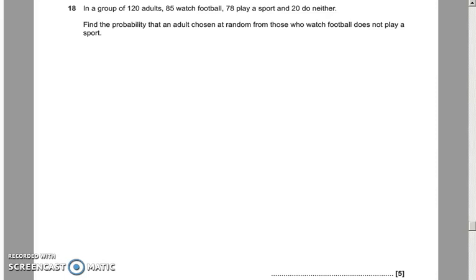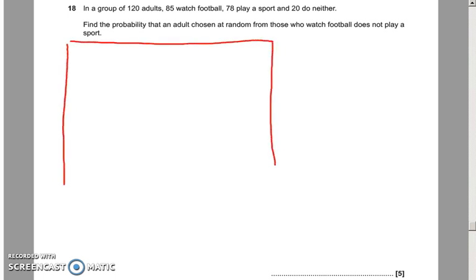Okay, so question 18. In a group of 120 adults, 85 watch football, 78 play a sport, and 22 neither. Find the probability that an adult chosen at random from those who watch football does not play a sport. What we've got to do then is draw a Venn diagram, because this is one of the new sort of GC questions with probability within a Venn diagram.